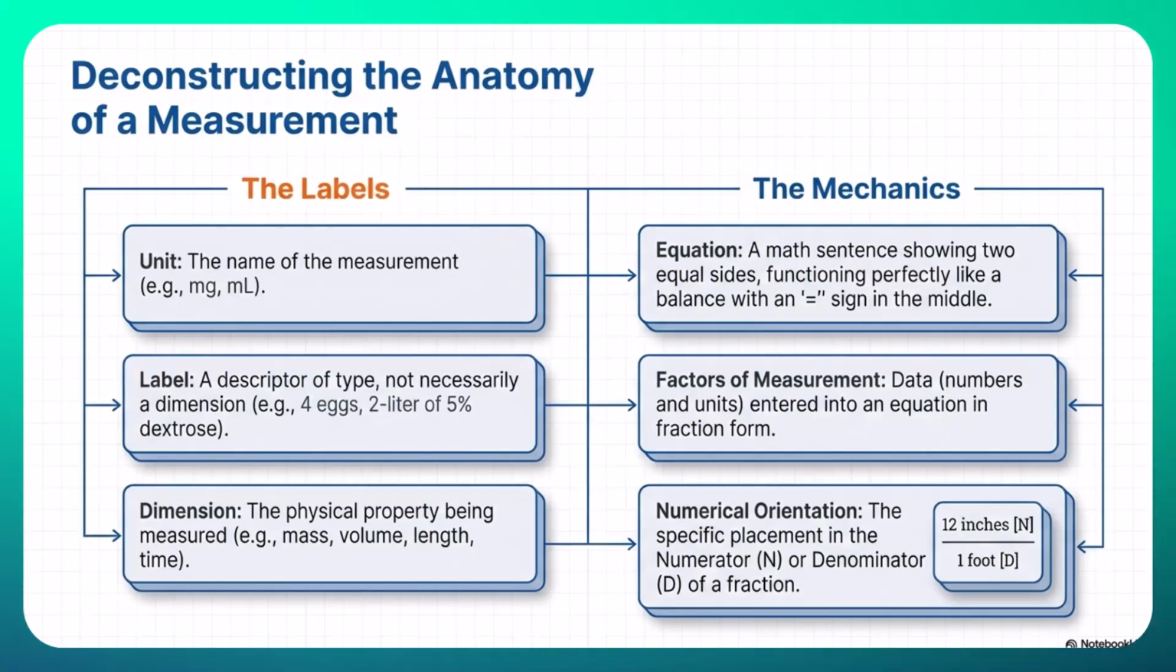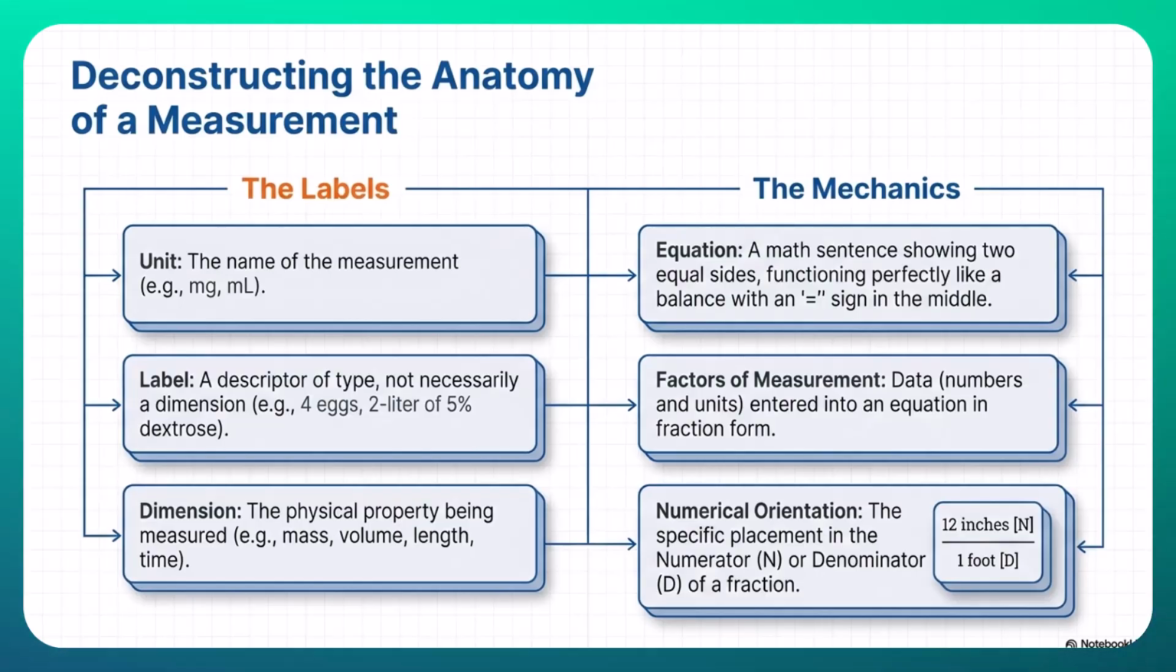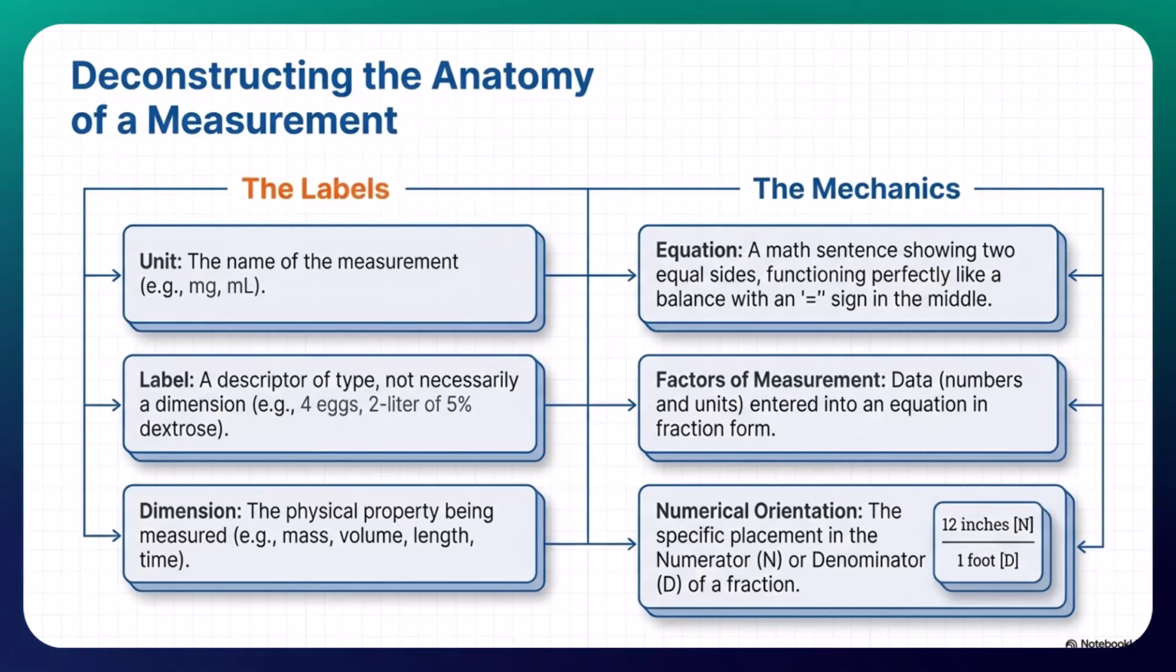Factors of measurement are data, numbers, units entered into an equation in fraction form. Numerical orientation is the number's specific placement. So today we're going to be talking about numerators and denominators of a fraction. In the example on the screen, the top number, 12 inches, is the numerator, and 1 foot is your denominator. And you're going to hear me refer to numerator and denominator.